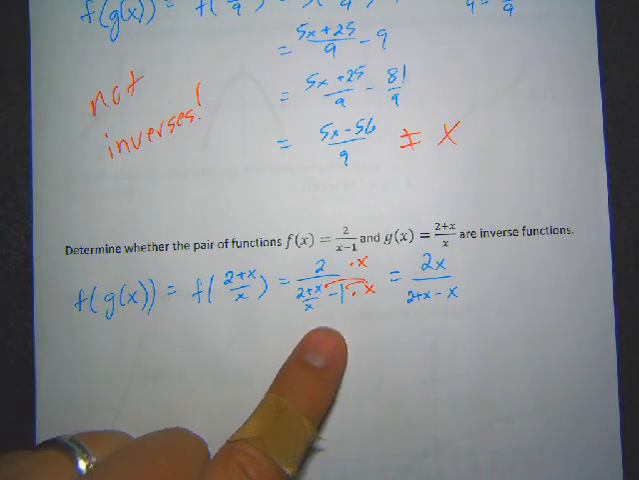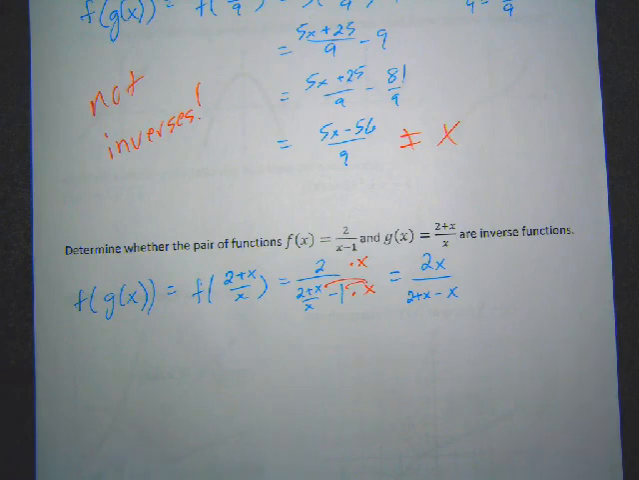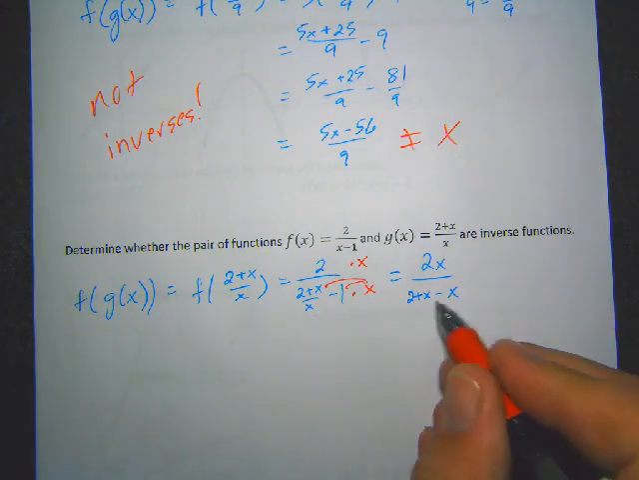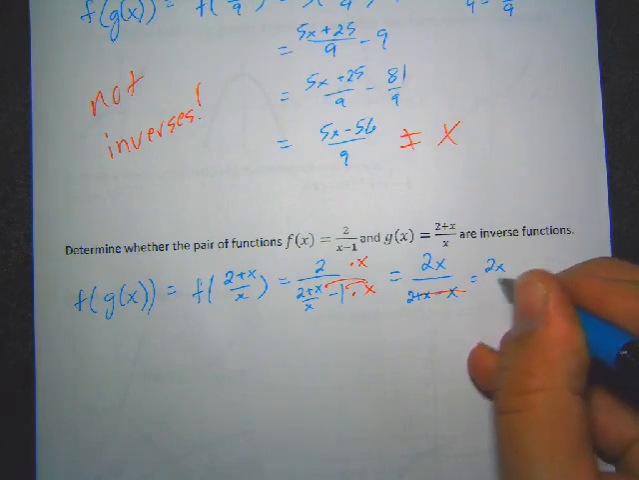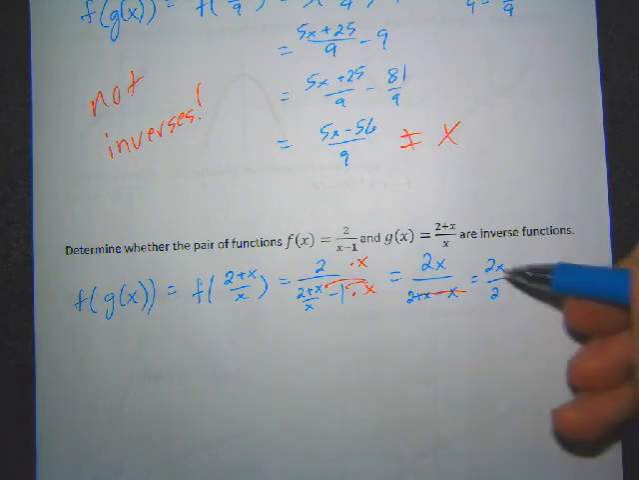Now we can simplify a little bit because we got rid of those fractions. Now we can see that x minus x, those cancel. So we just end up with 2x over 2. And now we have a 2 on top and a 2 on the bottom.